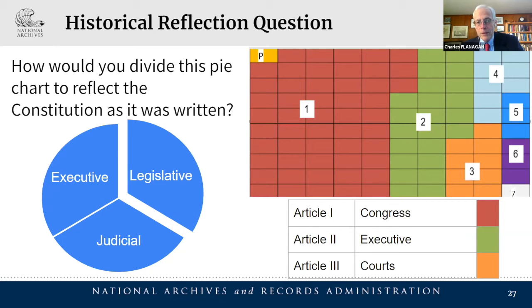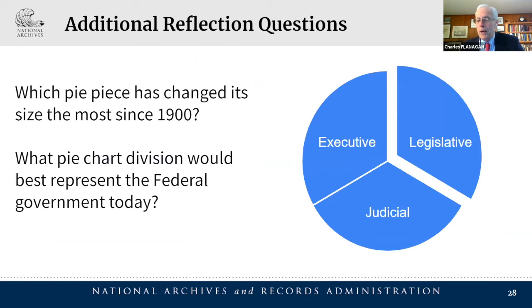Okay. Next slide, please. Which pie piece has changed its size the most since 1900? Now, if you're teaching a secondary history class, and you're getting into the Progressive Era about now, you're saying, has government changed since Teddy Roosevelt? And how about that other Roosevelt? Did he change the size of government?